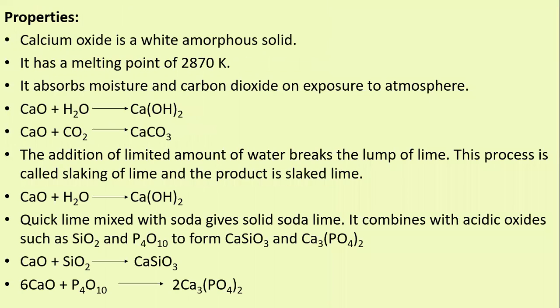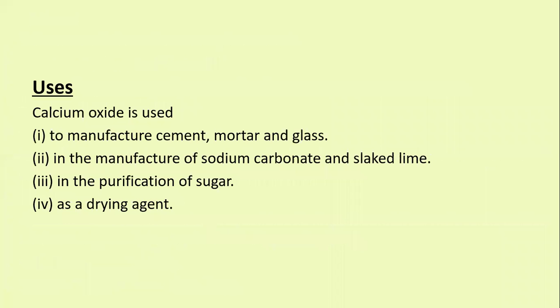Okay, and also we discussed their properties. Under that we discussed their white amorphous solid, their melting point, then we discussed their reaction with moisture and carbon dioxide. The resultant products obtained are calcium hydroxide and then calcium carbonate. Then next, it reacts with water. Okay, the process is said to be flaking of lime, and the product obtained is flaked lime. Also, when it reacts with silicon, it forms calcium silicate, and when it reacts with P4O10, it forms calcium phosphate. Then next, we discussed their uses.